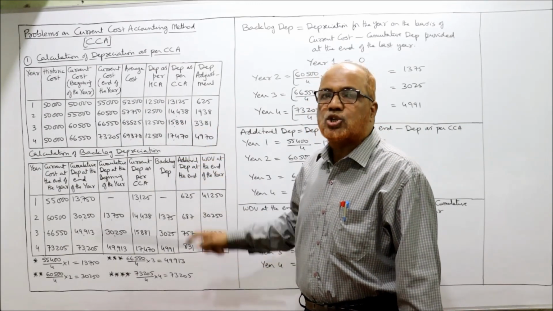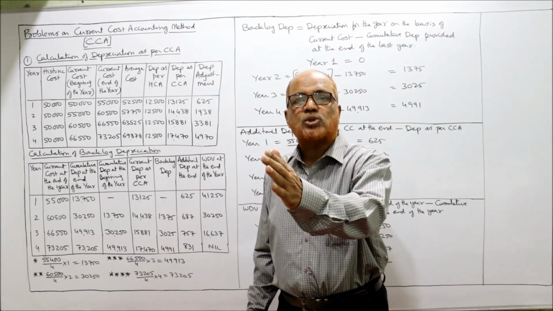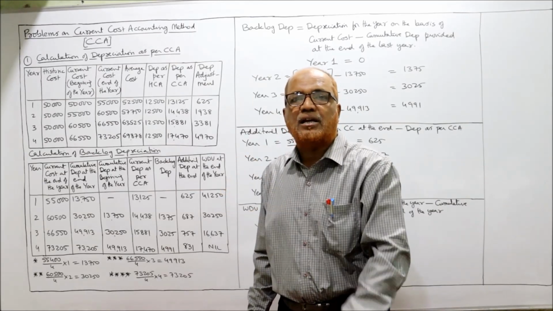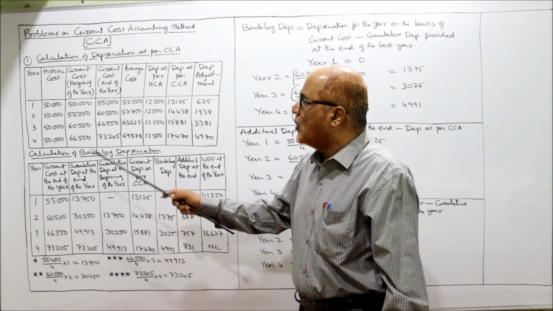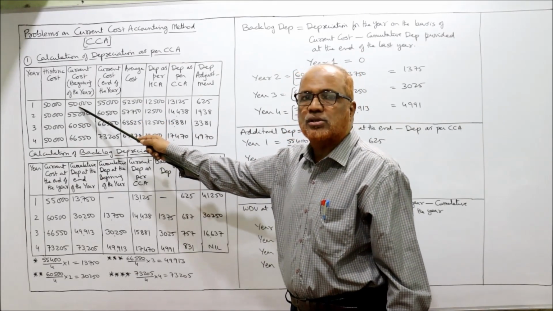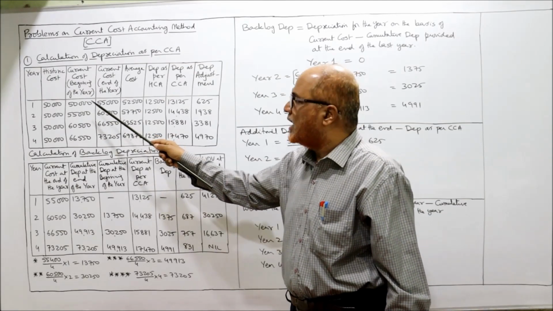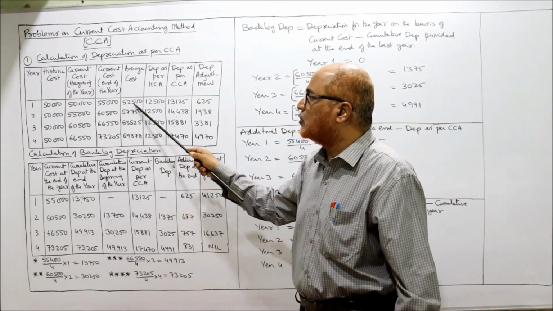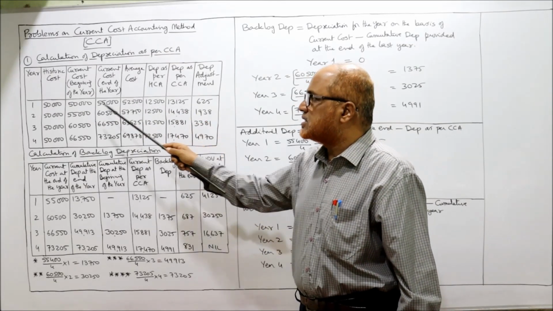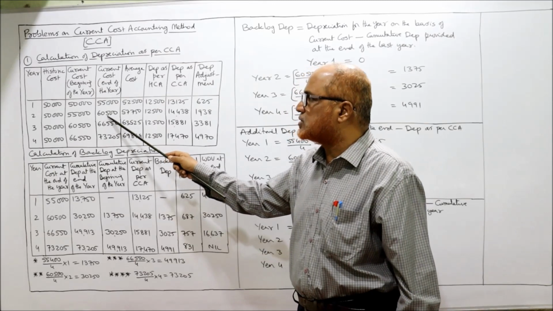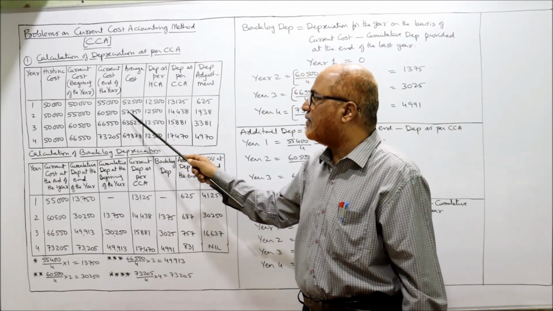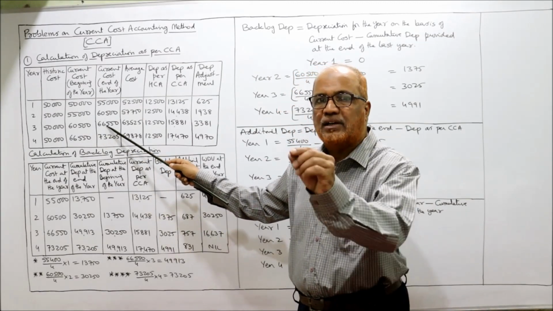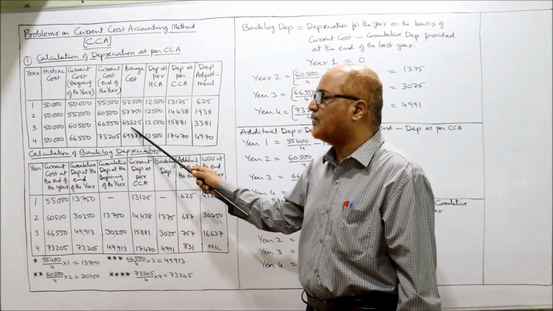Now the average cost. Average means opening plus closing divided by 2. That is the current cost at the beginning plus the current cost at the end, divided by 2. What is the current cost at the beginning? 50,000. At the end of the year, 55,000. Add up: 50,000 plus 55,000 divided by 2. You will get 52,500. This is the average cost. Similarly, 55,000 plus 60,500 divided by 2. You will get an average of 57,750. Then 60,500 plus 66,550 divided by 2. You will get 63,520.